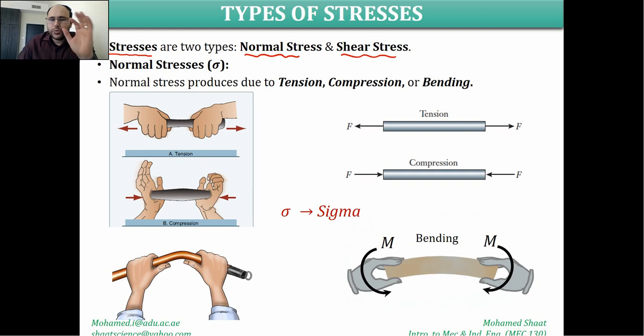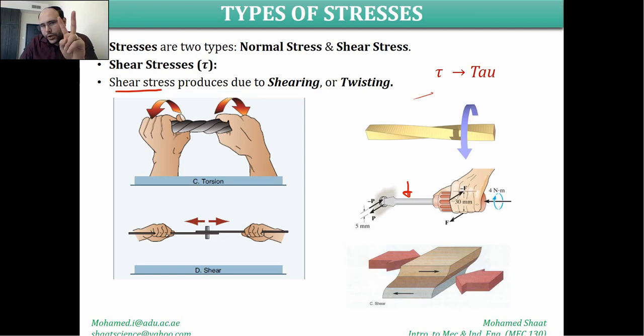The normal stress is produced because of 3 things: either tension, compression, or bending. But the shear stress is produced because of 2 things: twisting of objects or shearing objects. Make sense? So these are the different types of stresses.